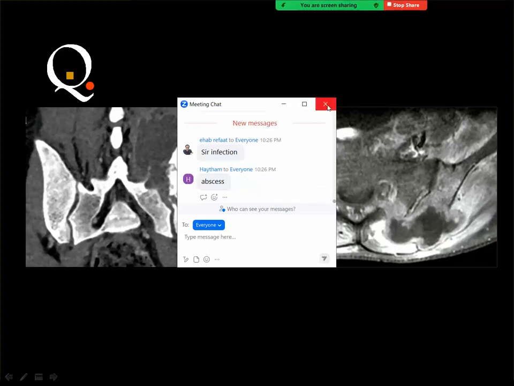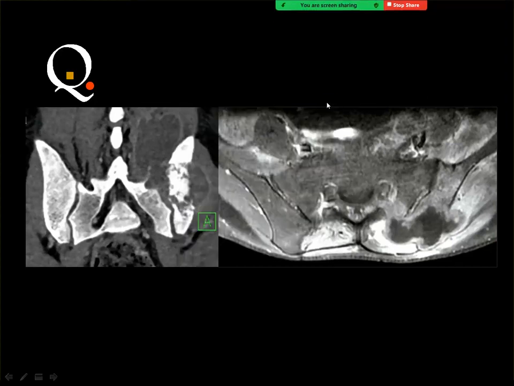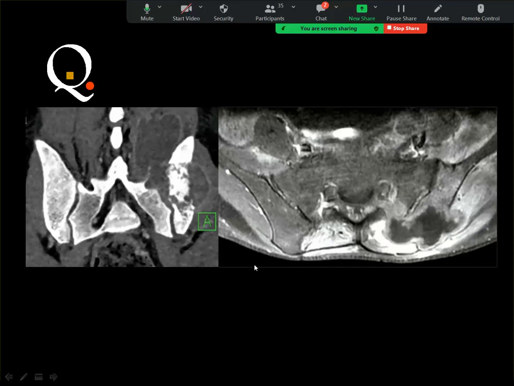Yes, this is infection, and you may call it septic arthritis of the sacroiliac joint. There are destructive changes in the articular surfaces of the joint associated with a marginally enhancing collection surrounding the joint, representing an abscess. And as you know, unilateral sacroiliac joint affection is one of three.